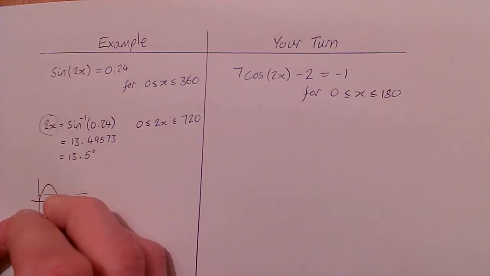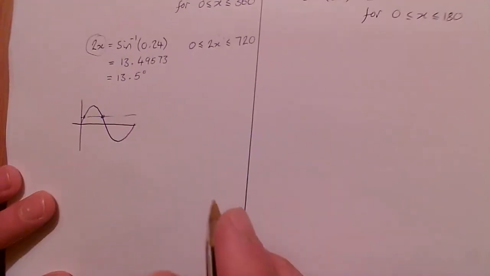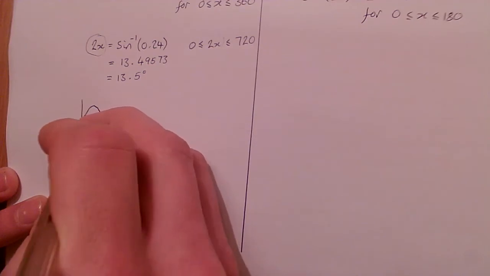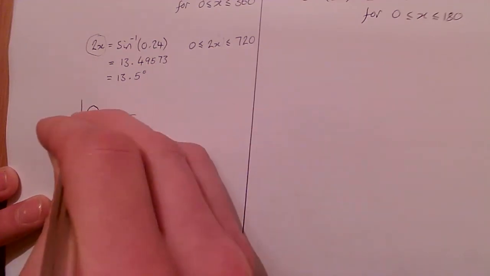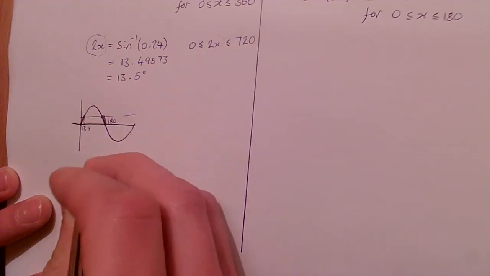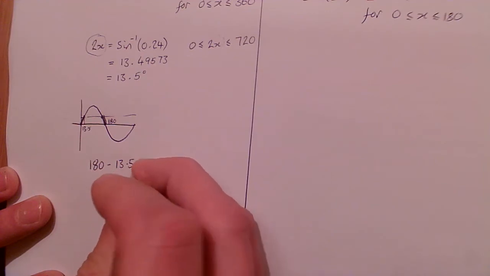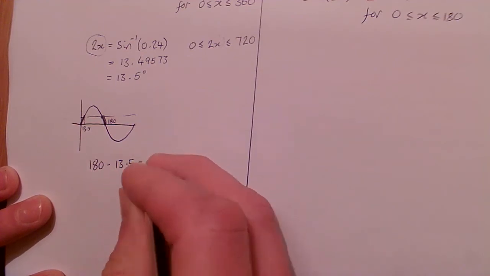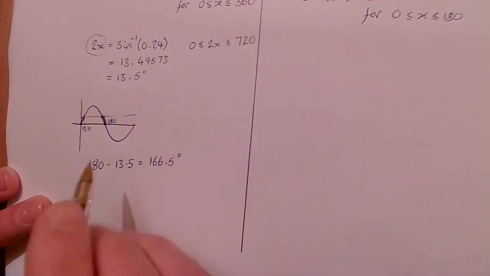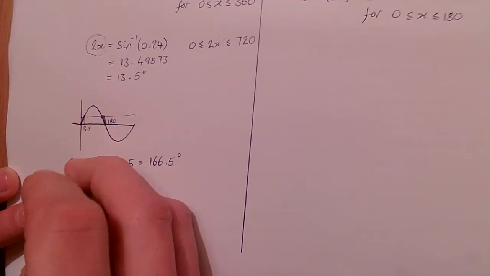So here's my little picture with my graph. Bring that up for you a wee bit. So first angle is here at 13.5. That's obvious from our graph. This section here matches this bit over here. So we're doing 180 and going back. So 180 minus 13.5. And we can figure out what that is. That gives us 166.5 degrees. But remember, this is our angle. This is our other angle. So this is still equal to 2x.